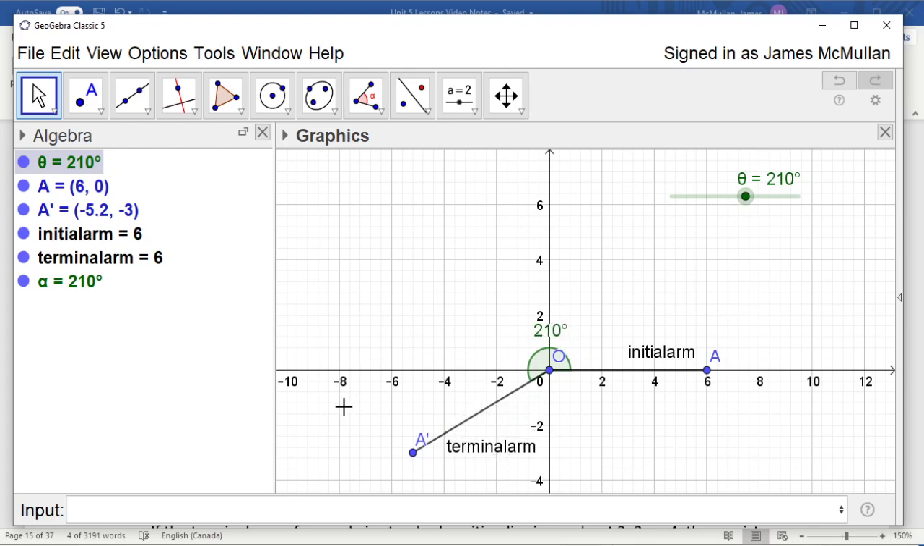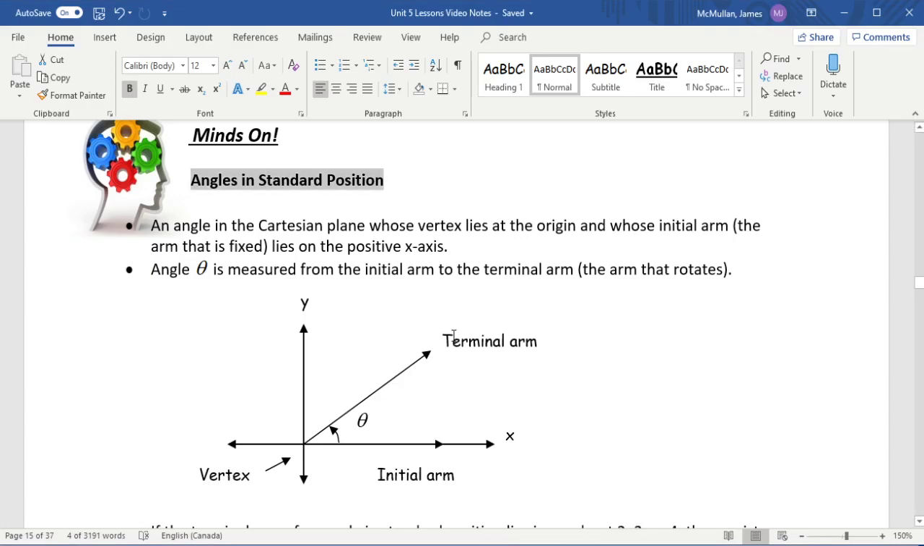So this is basically what this first section is about, where it's just describing what an angle in standard position is. It starts at the positive x-axis, and it rotates counterclockwise. Again, counterclockwise just means in the opposite direction of the way a clock's hands turn. So that's angle theta. And angle theta in standard position is as such.